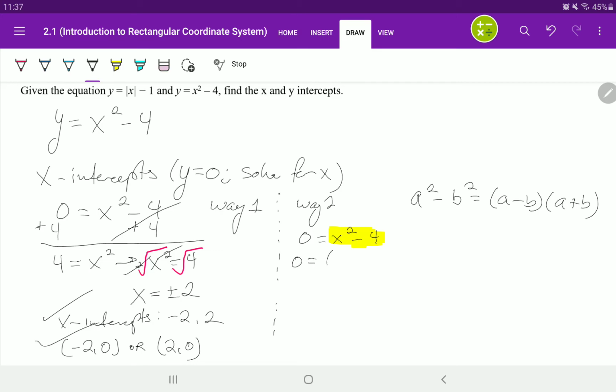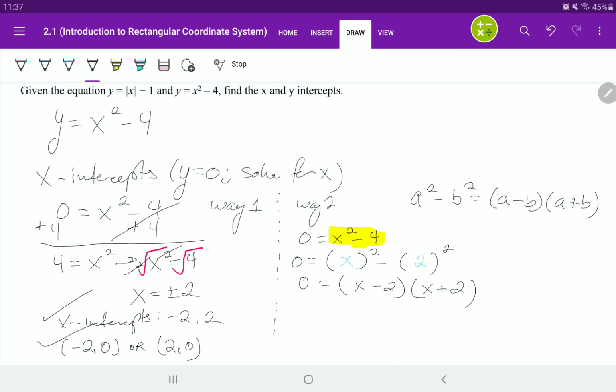So first, let's do that. And like I said, this is just another way you can do it. Doesn't mean you have to do it this way, but if you see the difference of perfect squares, you can factor it. What squared gives us x squared? That's going to be x, because x squared is x squared. What value squared gives us 4? Very good. That's going to be 2, because 2 squared is 4. So now when I factor this, I have 0 equals (x minus 2) times (x plus 2).